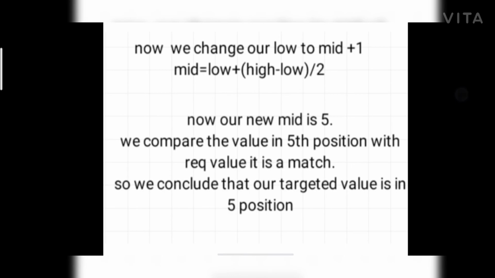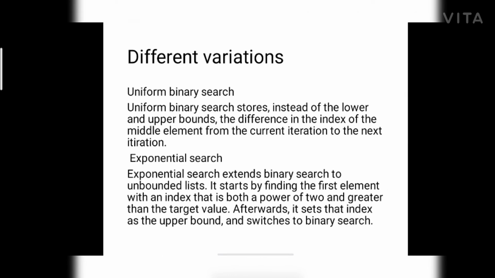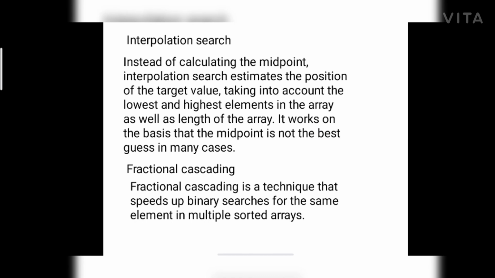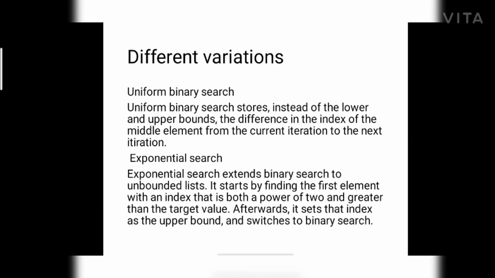Now let's move on to different variations of binary search. There are so many different types: uniform binary search, exponential search, interpolation search, fractional cascading. Uniform binary search stores, instead of the lower and upper bounds, the difference in the index of the middle element from the current iteration to the next iteration.